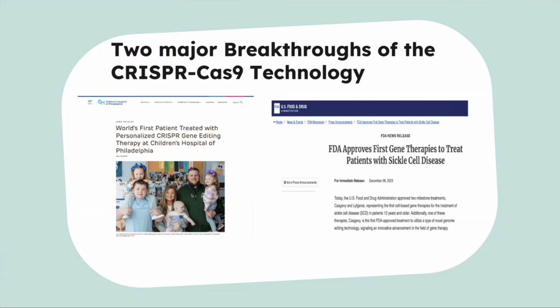The other major breakthrough was an FDA-approved sickle cell gene therapy using CRISPR. This targets the point mutation in the beta globin gene and fixes it. There are two sickle cell therapies, Casgevy and Lyfgenia.